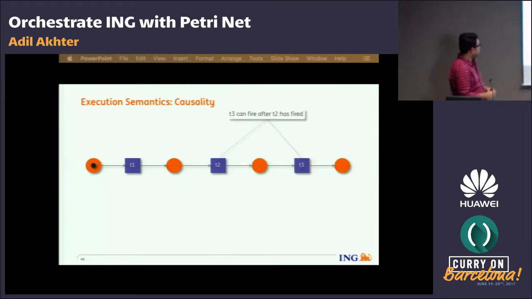And it creates this interesting relationship called causality. So as you can see, T3 cannot be fired before T2. So you could explicitly encode some ordering with Petri Net in your topology.